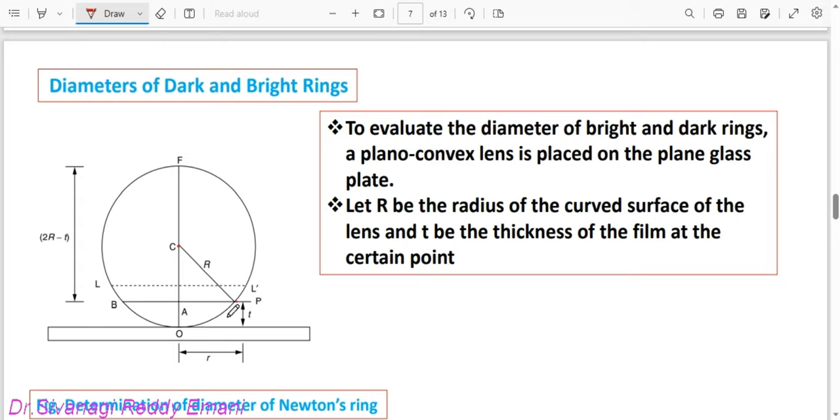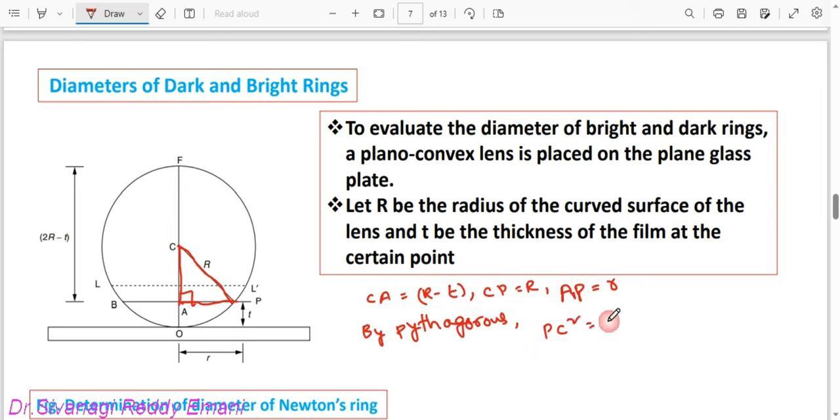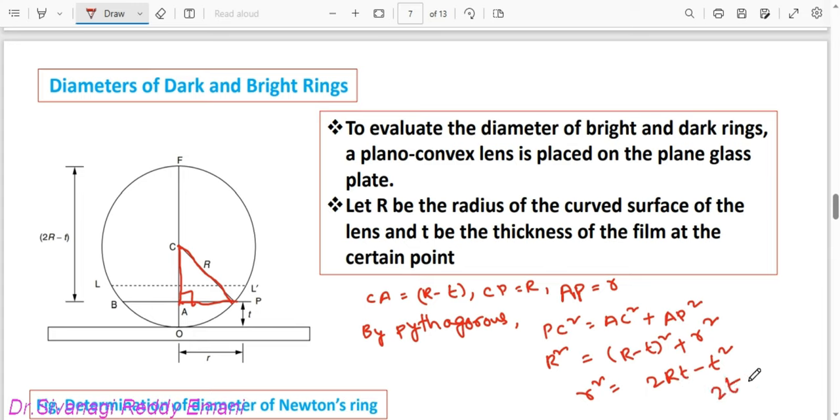There are two or three ways we can solve it. One is by using the Sagitta property or by using the Pythagoras theorem. If we want to use the Pythagoras theorem, we will consider this right angle triangle, where the hypotenuse square is equal to AC square plus AP square. Now R square is equal to (R minus t) whole square plus AP square, that's it, r square. On simplification, R square is equal to 2Rt minus t square. Since t is very small, t square can be neglected. So finally, we will get 2t is equal to small r square by capital R.